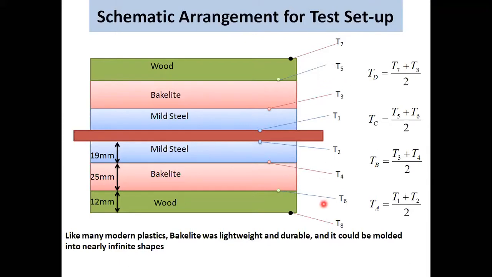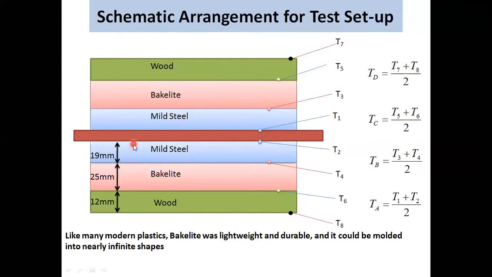Similarly, T5 and T6 are the thermocouples placed between the wood and bakelite, here also between the wood and bakelite. So T5 and T6 will give you the TC temperature. TB and TC are the temperature gradient across the bakelite, and T7 and T8 will give you temperature TD. So TC and TD are the temperature gradient across the wood. We can say that TA and TB is the temperature gradient across mild steel, TB and TC is the temperature gradient across bakelite, and TC and TD is the temperature gradient across the wood.